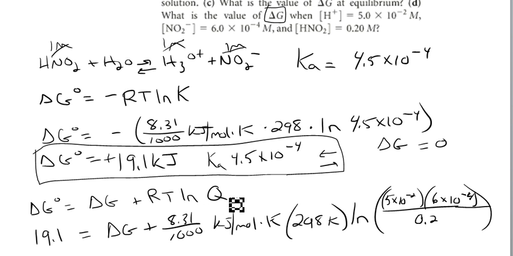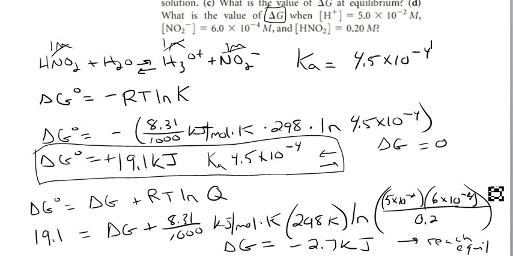And we subtract all that from 19.1, and so we're going to get a delta G for this of negative 2.7 kilojoules. Looking at that, under these conditions the forward reaction is spontaneous. It's not at equilibrium. It needs to go more forward to reach equilibrium. That's it.